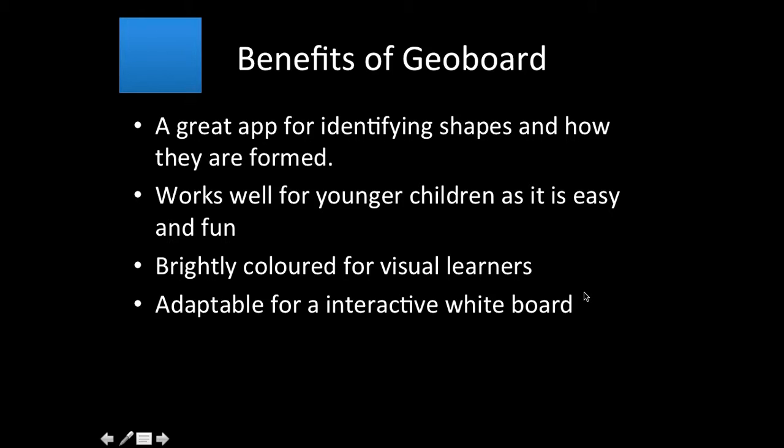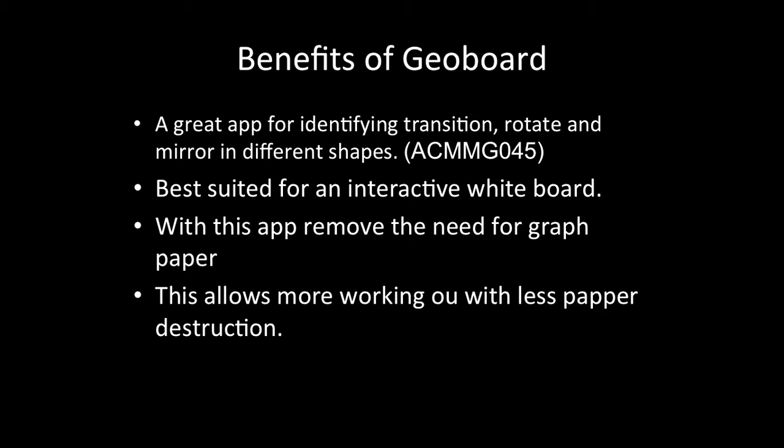So the benefits of GeoBoard: it's a great app for identifying shapes and how they're formed. It works well with younger children as it is easy, it's fun, and it's brightly coloured for visual learners. It's perfectly adaptable for an interactive whiteboard, bringing in another aspect of information communication technology into the classroom. GeoBoard's a great app for identifying translation, rotation, and reflection in different shapes.